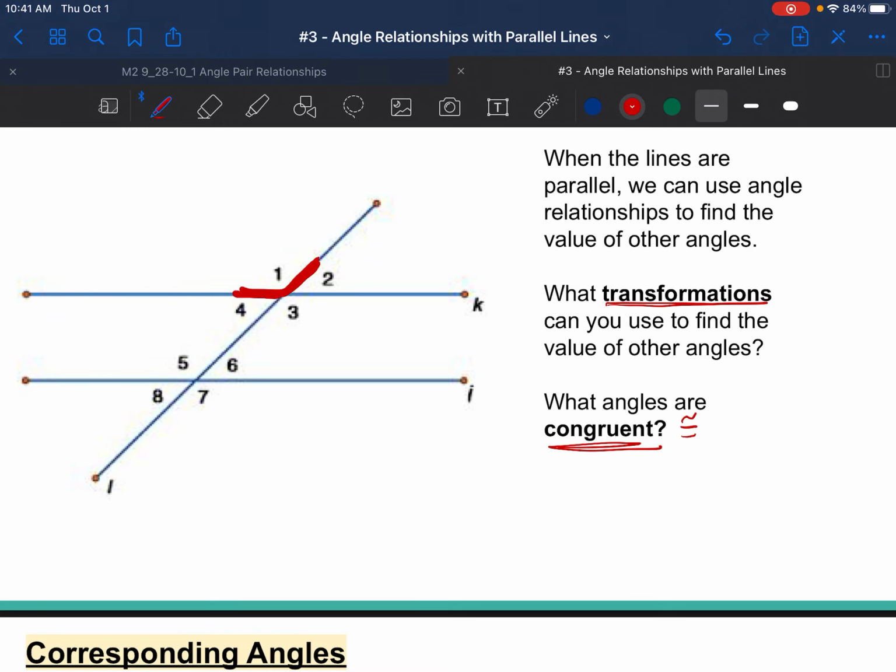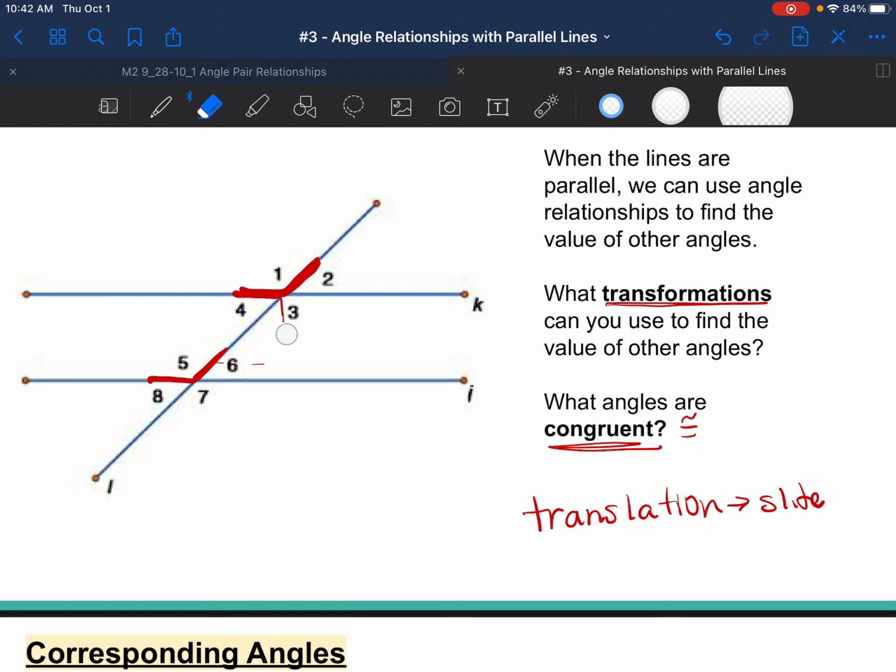And the transformation I'm going to use is going to be called the translation. And we know a translation is when you slide. So if I take this angle 1 and I slide it down, then I have it here. And then I can take that angle and slide it over. And I have it here. So I can see that these two angles, angle 1 and angle 5, are exactly the same. They are congruent.